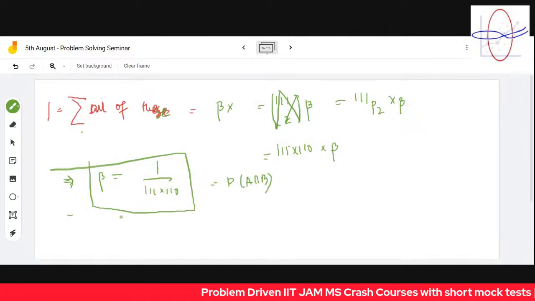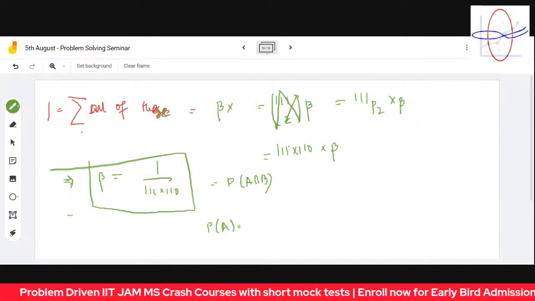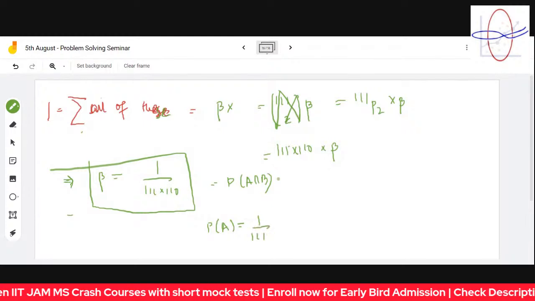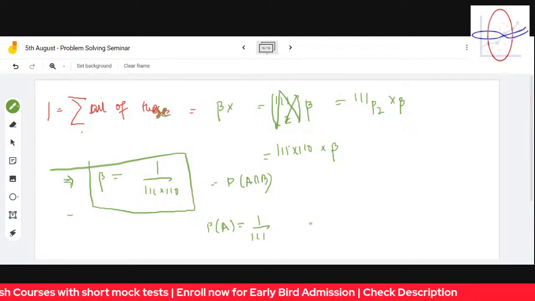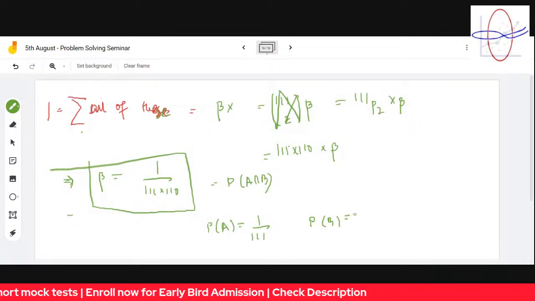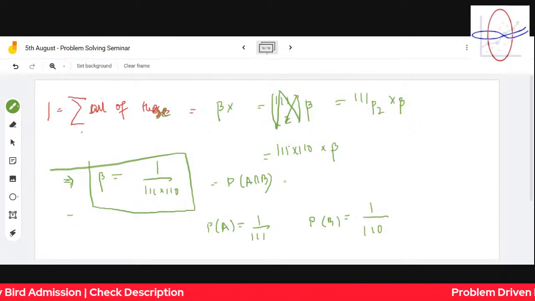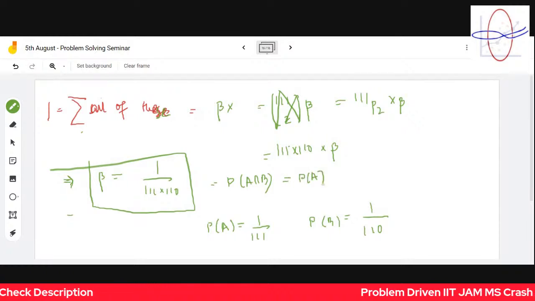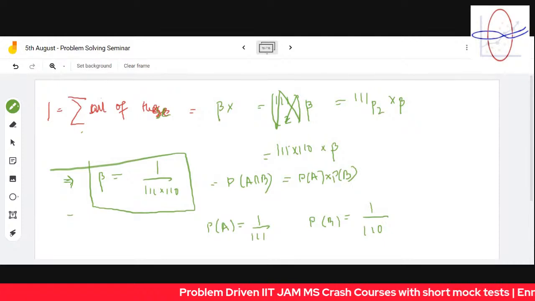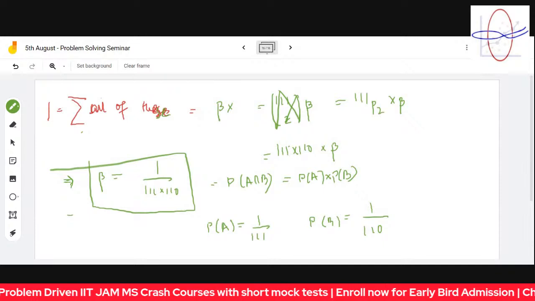Okay, and what is probability A? A was 1 by j, and what was probability B? 1 by 110. So we get that the probability of A intersection B is equal to probability of A into probability of B. So they are actually independent mathematically. All of you understood this?